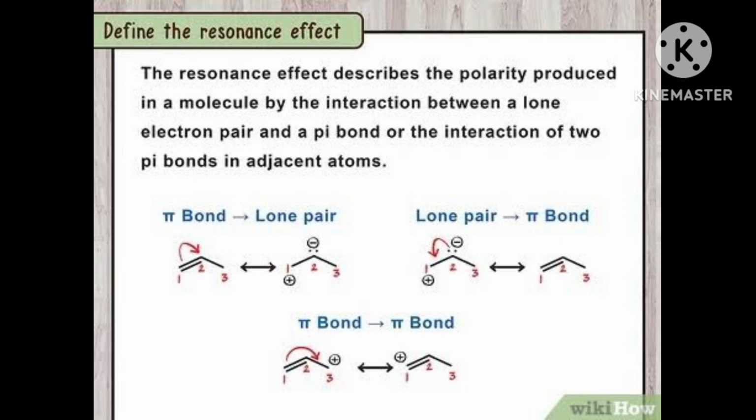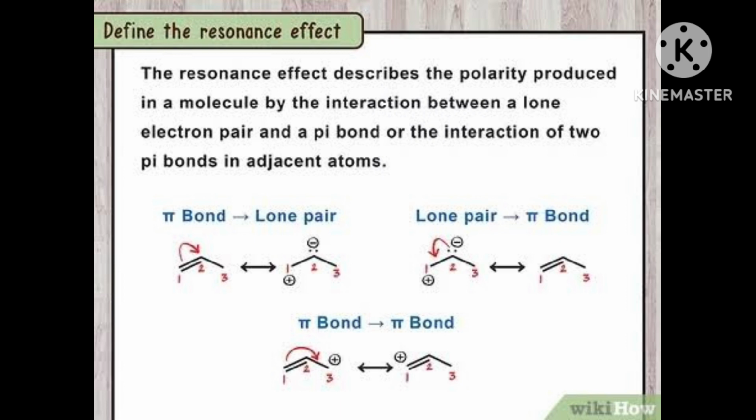This effect is seen in aniline. Aniline is a very good example. Always where electron will move, there electron density will be more, meaning it will create negative charge. The direction of electron movement, where it is going, that atom will become more negative due to more electron density.